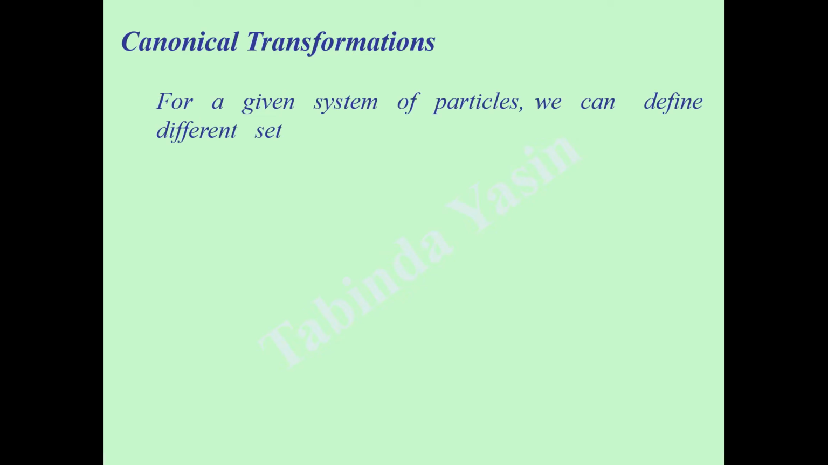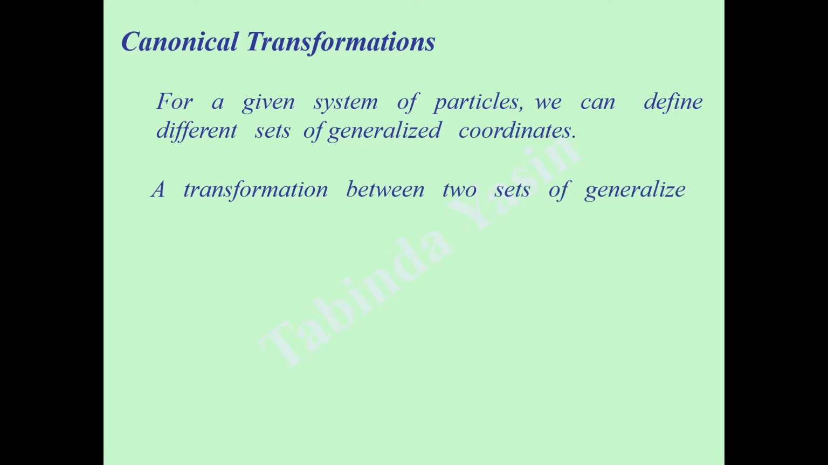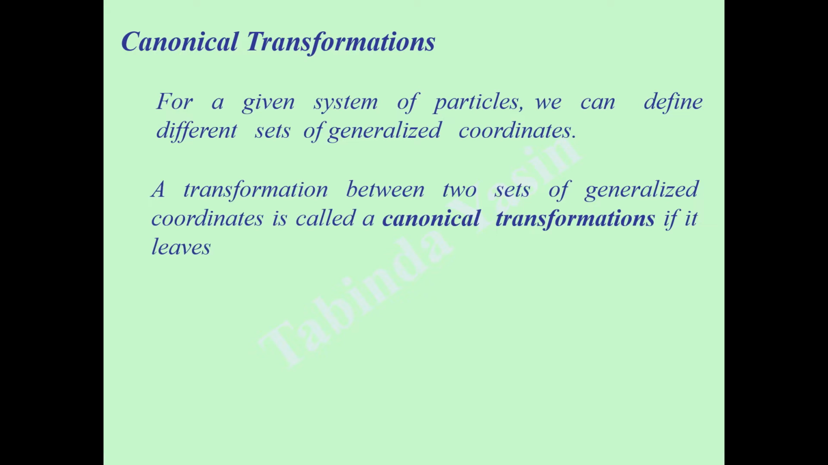We are going to start canonical transformation. For a given system of particles, we can define different sets of generalized coordinates. A transformation between two sets of generalized coordinates is called a canonical transformation if it leaves the Hamilton's equations invariant, that is, when we convert the old coordinate system to the new coordinate system, the Hamilton's equations are invariant.